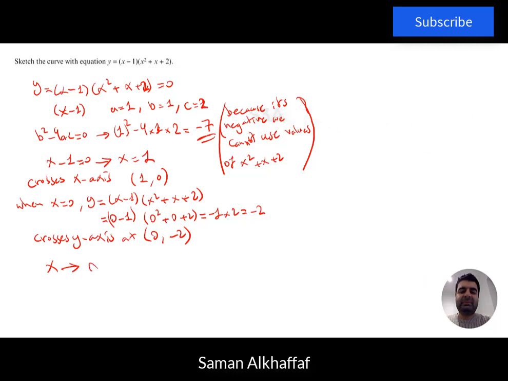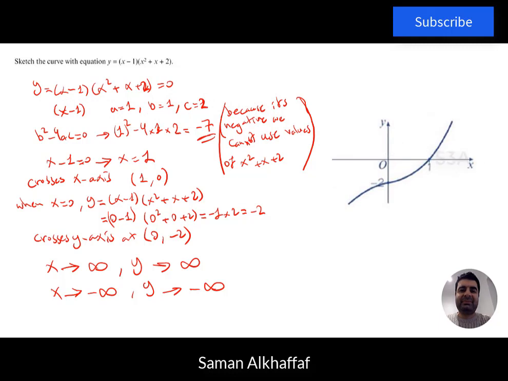So this is our point where it crosses the y-axis, and in terms of the x values, as they move towards infinity, y also moves towards positive infinity, and when x values move towards negative infinity, the y values also move towards negative infinity. In terms of the points where it crosses the x and y axes, we can plot them as shown. For the x-axis it will be 1 and 0, and for the y-axis it will be 0 and minus 2. And these are our points where it crosses the x and the y-axis.